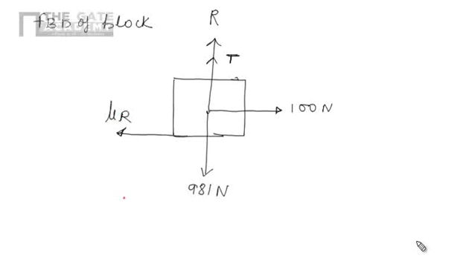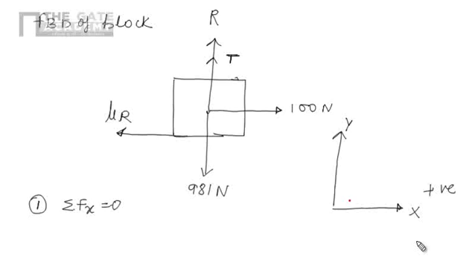Now we are interested in the value of T, so we can apply the conditions of equilibrium. First apply sigma Fx equals 0, meaning the algebraic summation of all forces along the x-axis will be 0. I define our coordinate axes: positive x this way, negative x that way, positive y up, and negative y down.